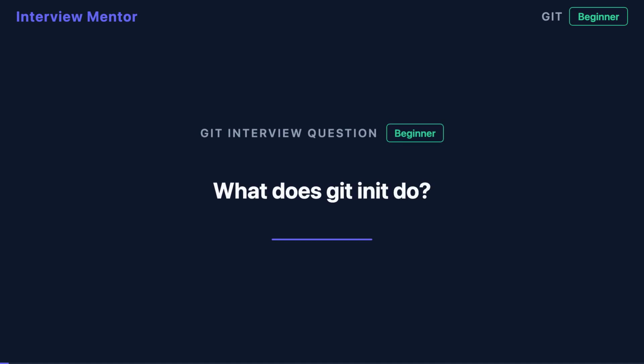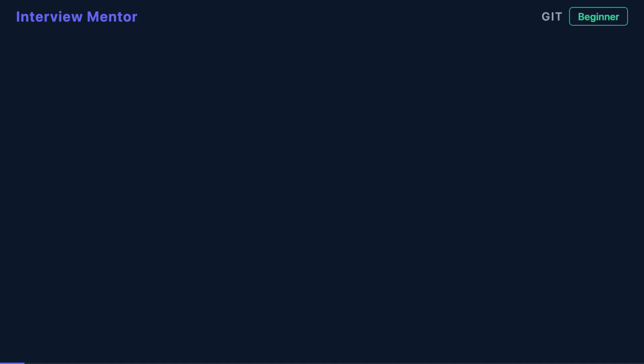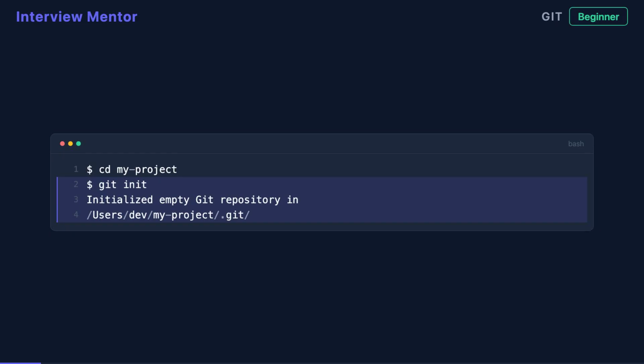Ever wondered what actually happens when you run your very first Git command? When you run git init in a terminal, you're telling Git to start tracking that folder as a repository. This single command transforms any ordinary directory into a Git managed project. You'll see a confirmation message, initialized empty Git repository, and version control is now active.